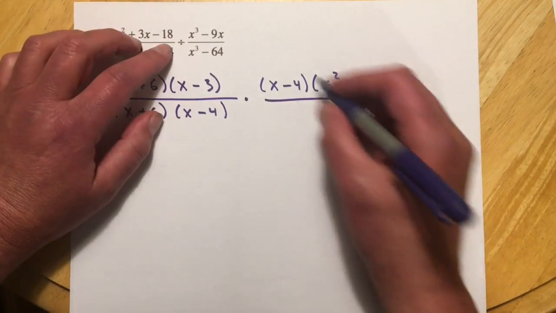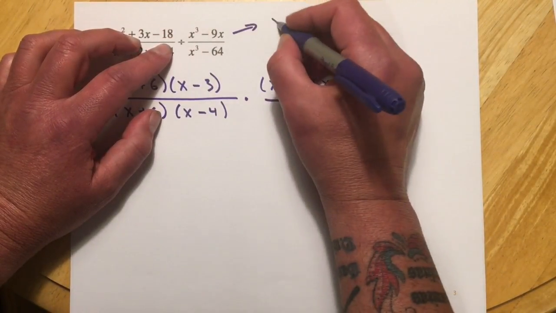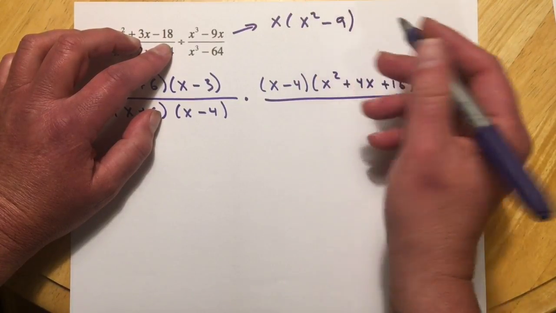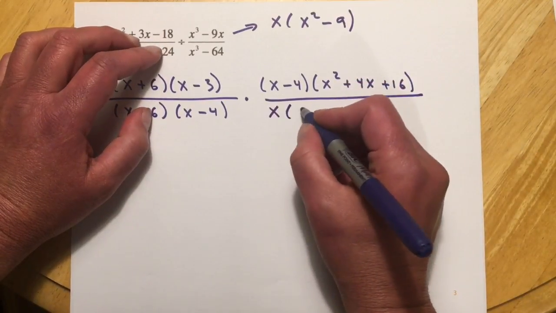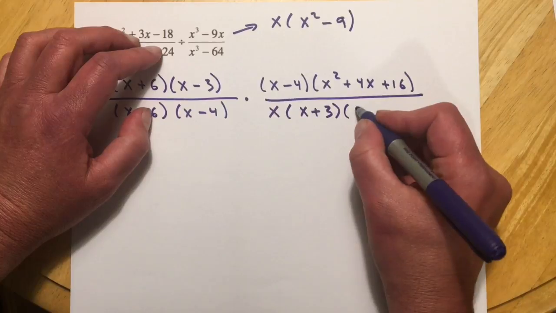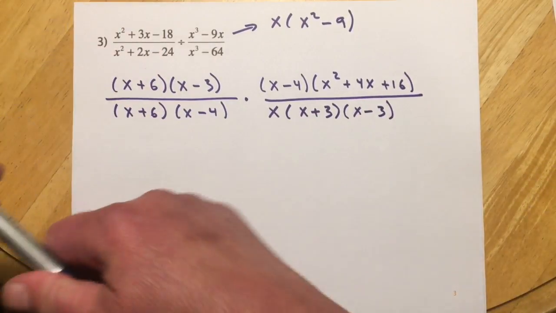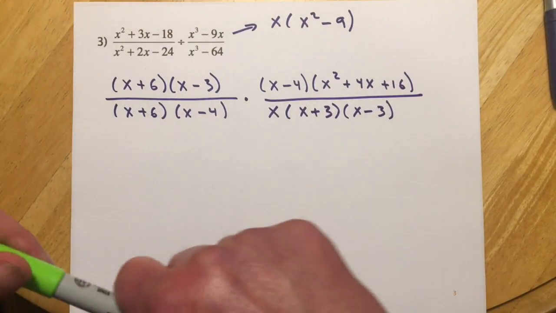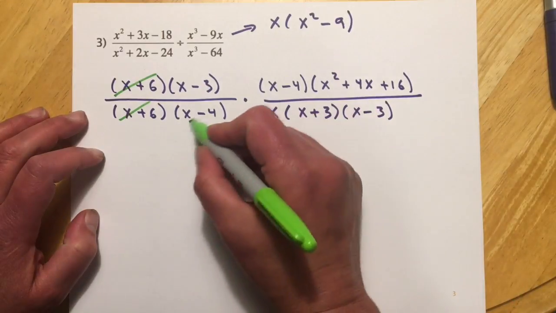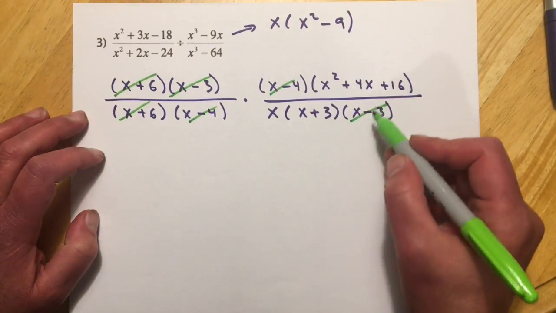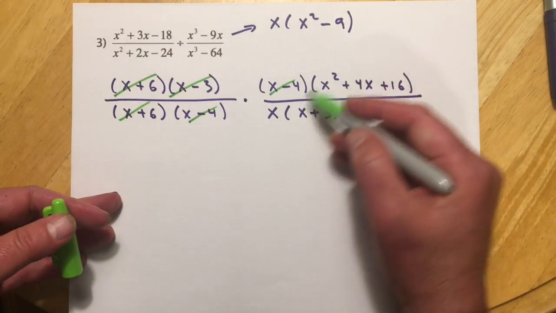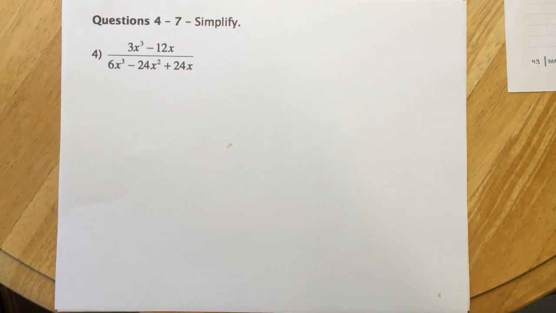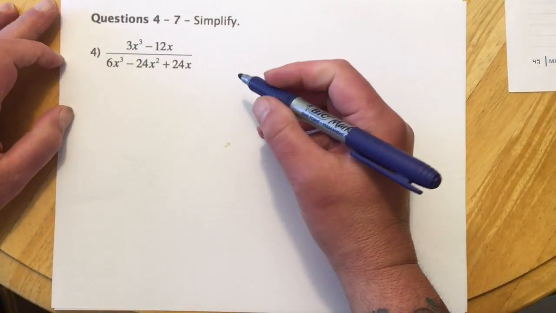And then this is my denominator, and then here, notice there's a common x, so I'm going to pull that out, and it's going to leave x squared minus 9. And then that's another difference of squares. So that's going to be x plus 3, and x minus 3. So let's get rid of x plus 6's, x minus 4's, and x minus 3's. And so it looks like this part right here, what's left would be my answer. Okay, so questions 4 through 7 would be to you guys in class.